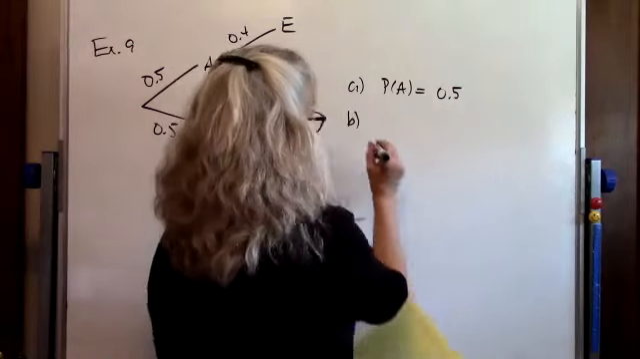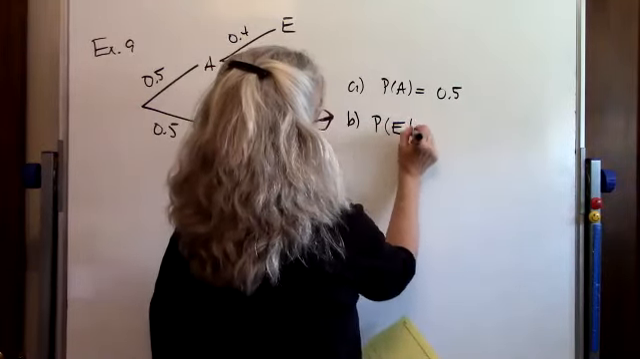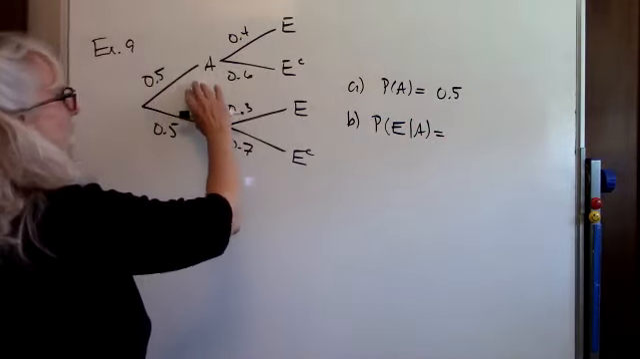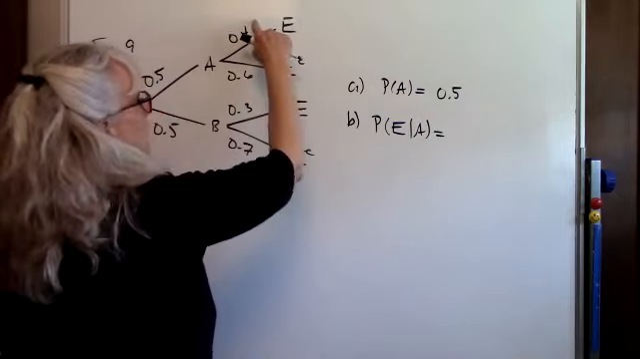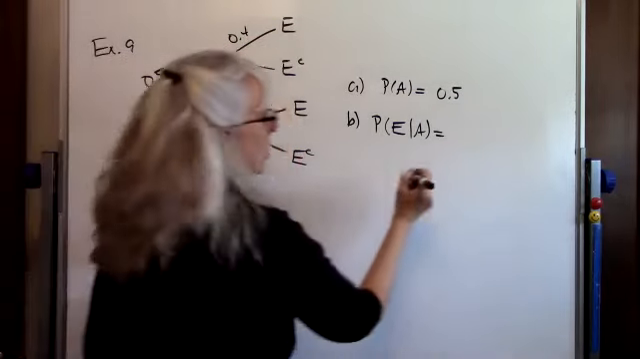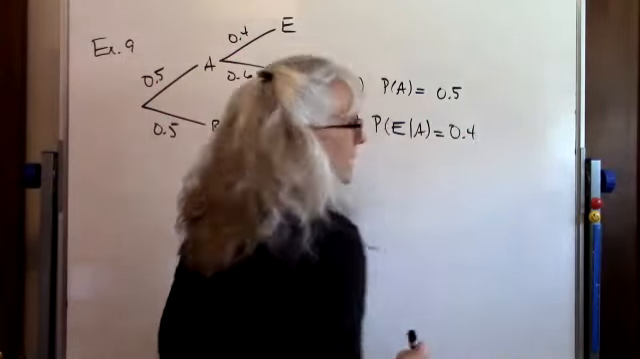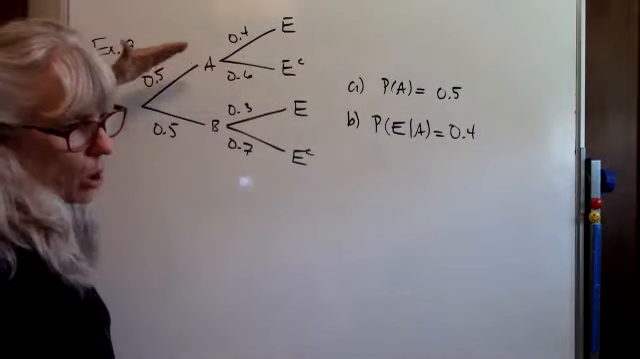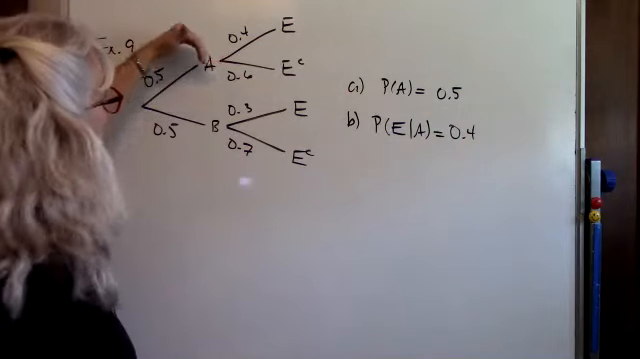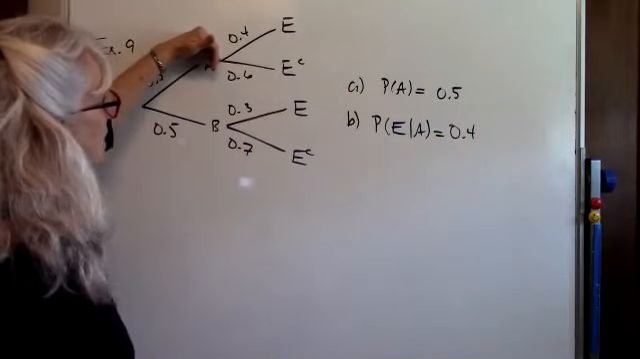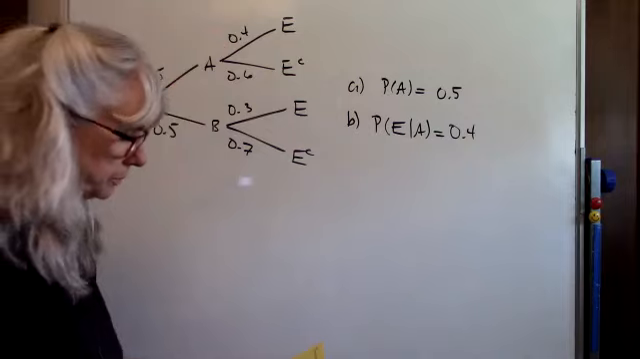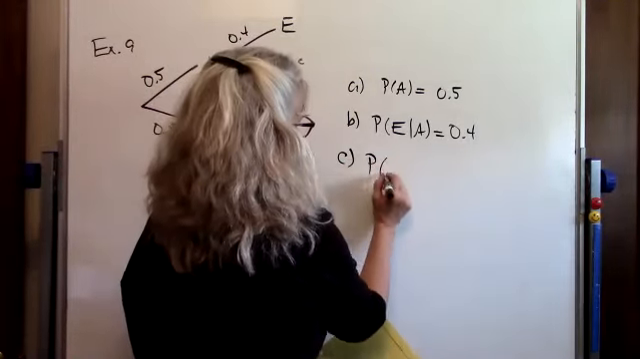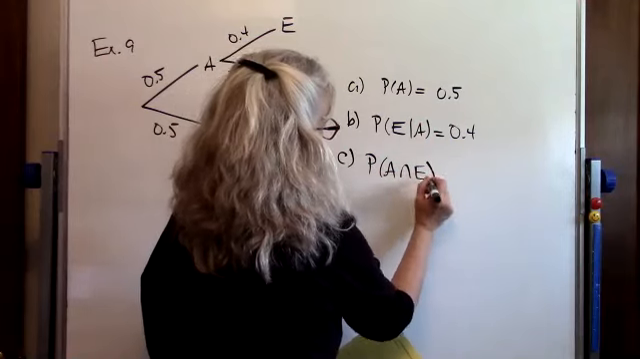Part B is asking for the probability of E given A. So we know that A has already happened. We need E to happen. Well, that's just the 0.4. I don't need a formula. I already know that this has happened. That's already narrowed down what branch I'm on. It's identified the branch that I'm on. So what's E after that's already happened? Just the 0.4.